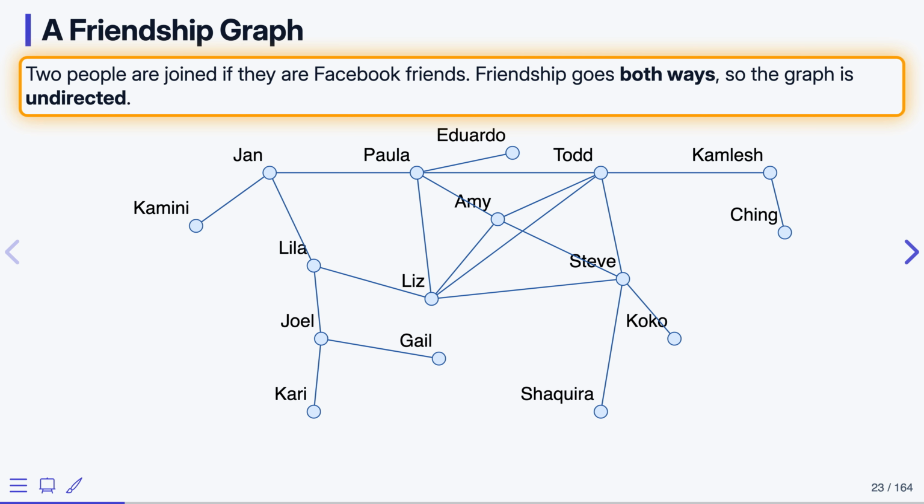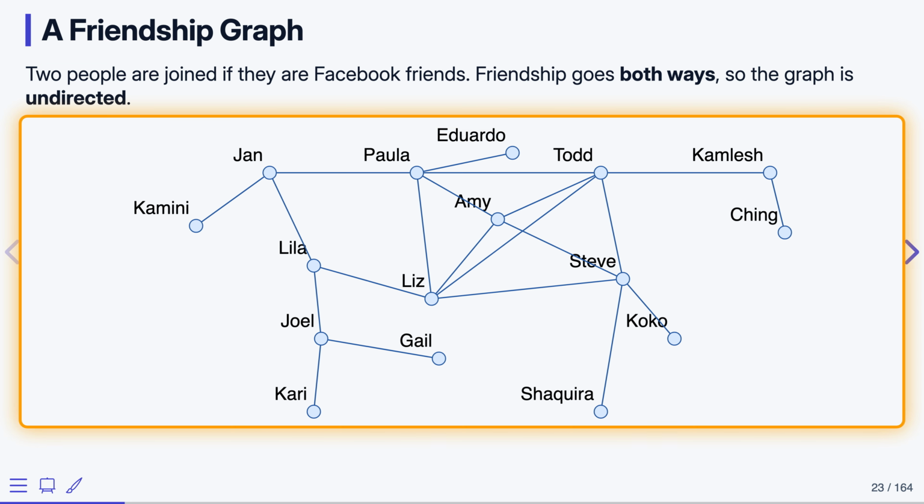This is a friendship graph. Each dot is a person. Each line joins 2 Facebook friends. The lines have no arrows, and there is a good reason for that. If Paula is a friend of Todd, then Todd is a friend of Paula. The relationship works both ways. Look at Liz. She has lines to Leela, Paula, Amy, Todd, and Steve. Those 5 are her friends. Now look at Kyrie out at the bottom. She has only one line to Joel.